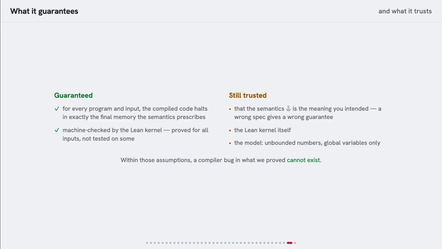The proof says the compiler matches our semantics. It can't tell you that the semantics are right, they are the specification. We also trust Lean Prover's kernel and that this idealized machine models the real target. Within those assumptions, a bug in this compiler simply cannot exist.